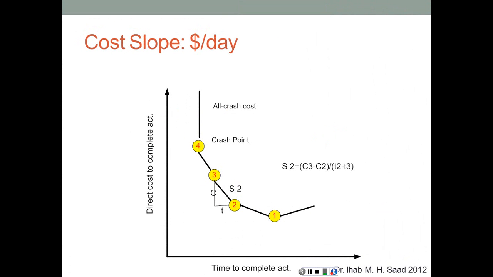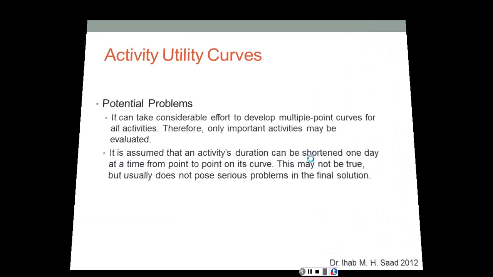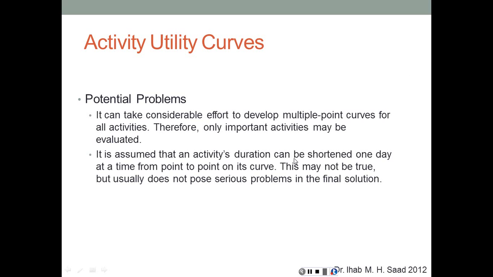Here's another activity with another example. Cost in the activity utility curve refers to the direct cost only, including labor, material, equipment, subcontractor, and other incidental direct costs. It can take considerable effort to develop multiple point curves for all activities.